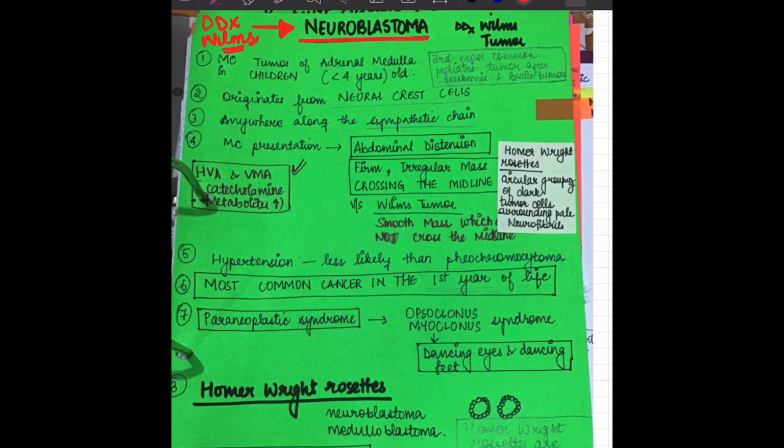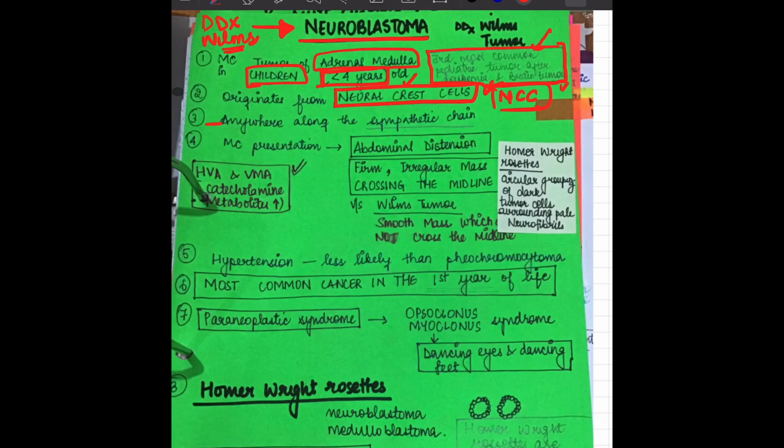Now coming on to the neuroblastoma, it is the most common tumor of the adrenal medulla in children. You have to remember the age group. Less than 4 years of age children are affected. It originates from the neural crest cells. You need to know the origin. Neural crest cell, NCC, you can remember it like that. Now coming on to the next point, it is the third most common pediatric tumor. So what is the first most common? Brain tumor, then leukemia, then the third is neuroblastoma.